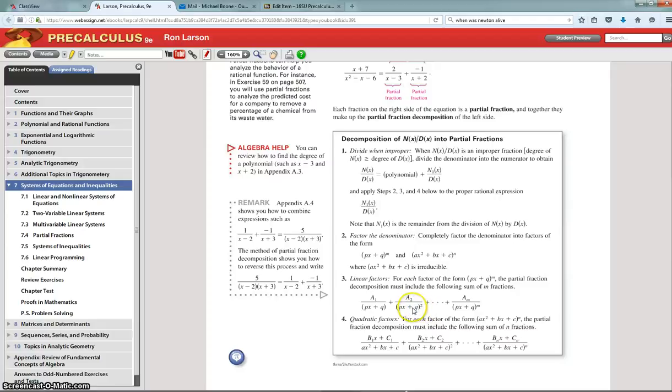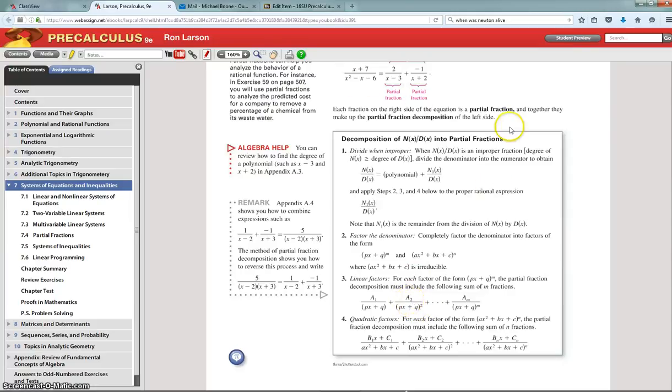Now, if one is repeated, you would have to do it again. For each unique linear factor, you have to add a new coefficient. If a unique factor is squared, you have to add an additional term for it.